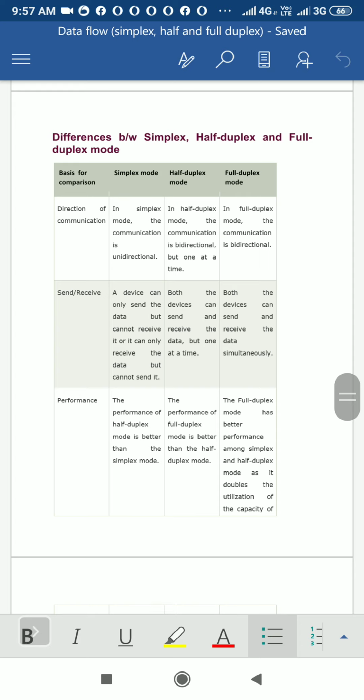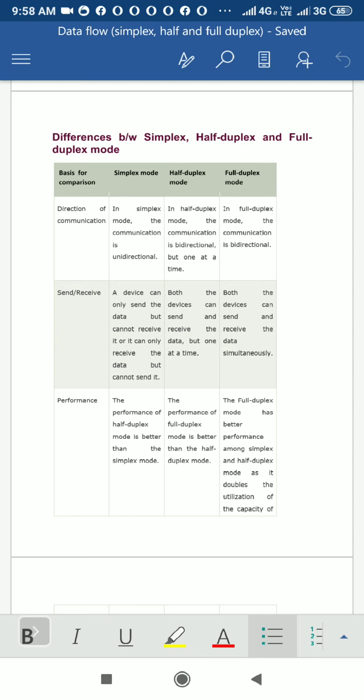So difference between simplex, half duplex and full duplex. So simplex mode, simply the communication is unidirectional. Half duplex mode, the communication is bidirectional but one at a time. In full duplex mode, the communication is bidirectional.